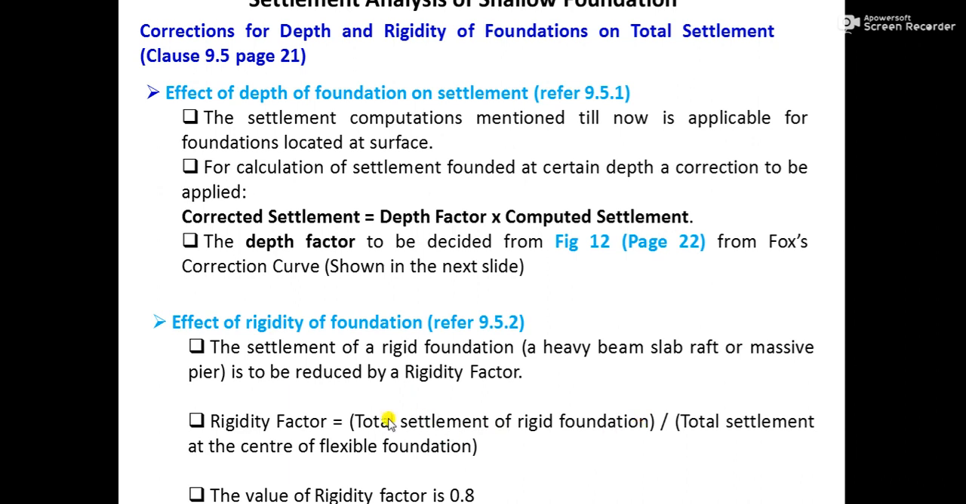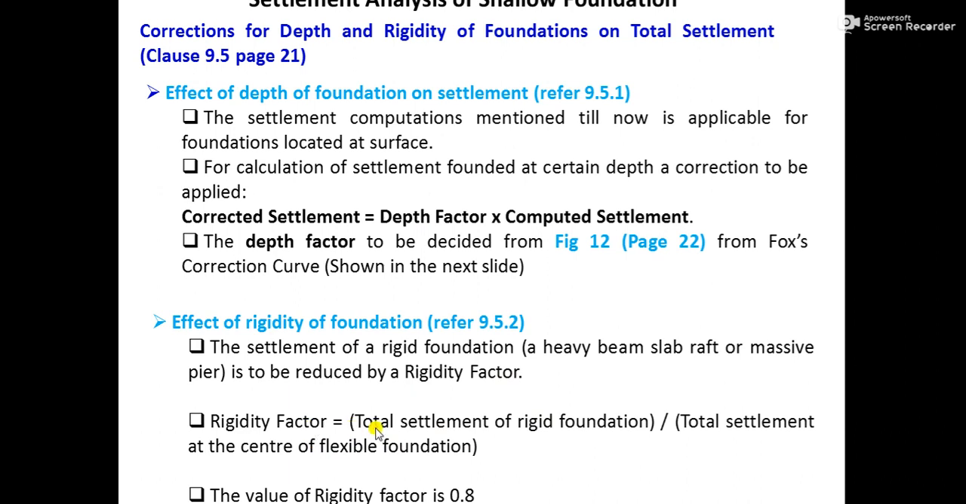So you see, this is very important. This total settlement means this corrected settlement you will have to use over here, okay. So first you apply the correction for depth, and then only you apply the correction for rigidity. This you should remember, because if you apply the correction of rigidity first, then you may not be getting the correct value for Fox's depth correction factor, okay. So first you apply the depth correction factor, then you apply the rigidity correction factor.